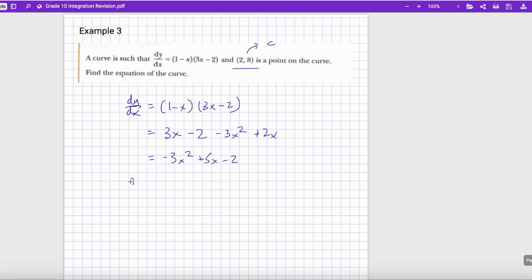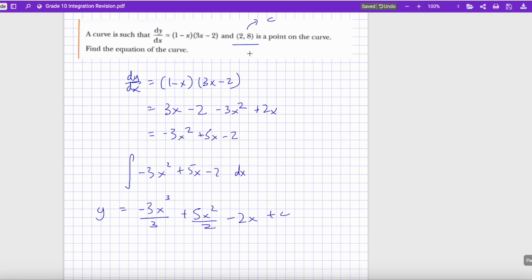All right, so let's integrate this to get our original function with respect to x. So what we'll have here is minus 3x cubed over 3 plus 5x squared over 2 minus 2x plus c. So that is actually our equation. Unfortunately, we don't really know the c value, so we need to substitute (2, 8) to get the c value. So I'm going to sub x equals 2 and y equals 8.